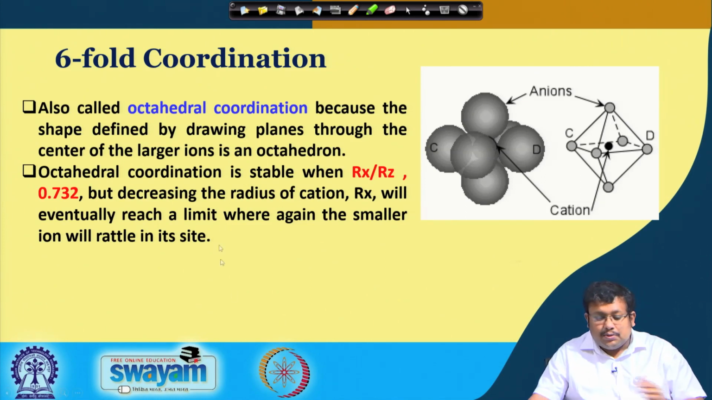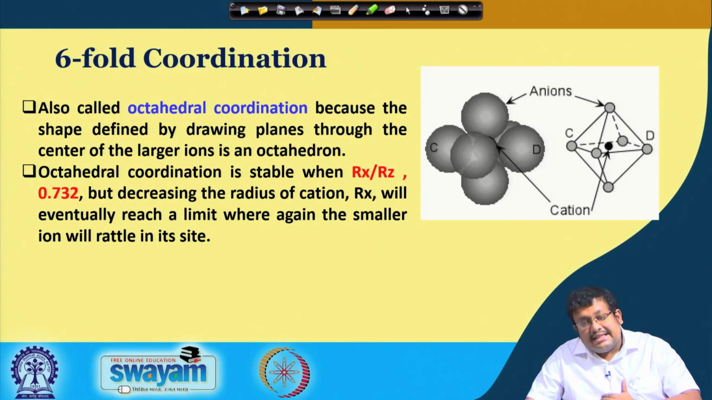So, this is the 6-fold coordination, as you can see. This is also known as the octahedral coordination, because the shape which is defined by drawing planes through the centers of the larger ions is basically an octahedron. So, that is why it is called the octahedral coordination. Now, octahedral coordination is stable when the radius ratio is 0.732.